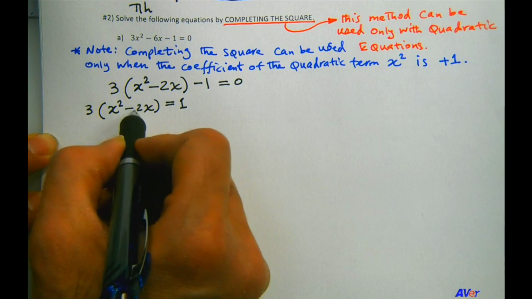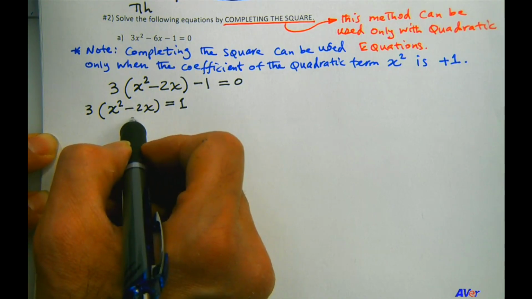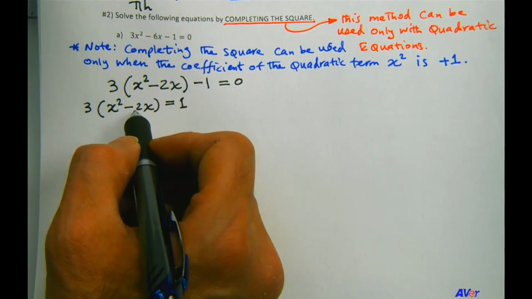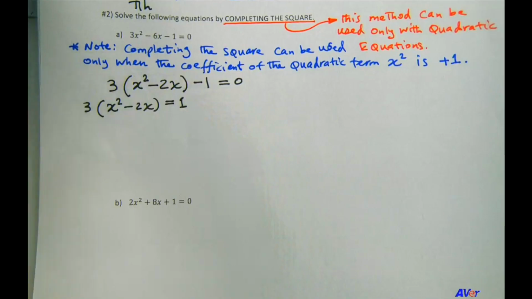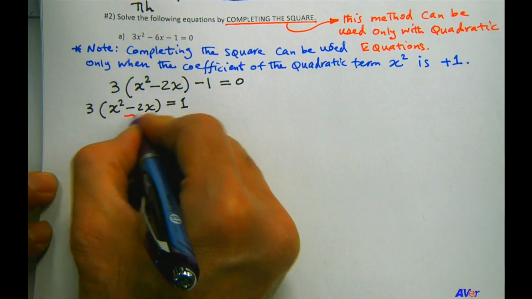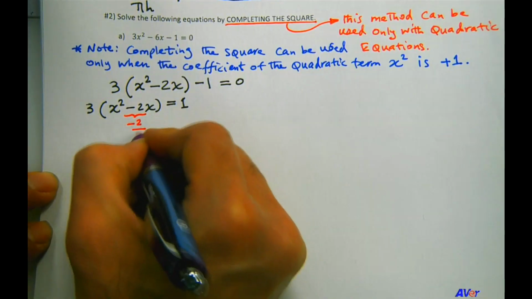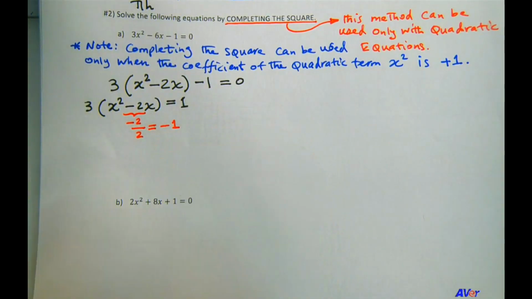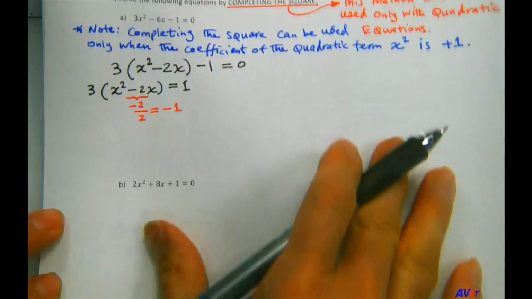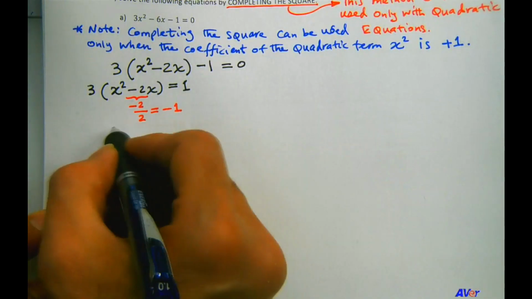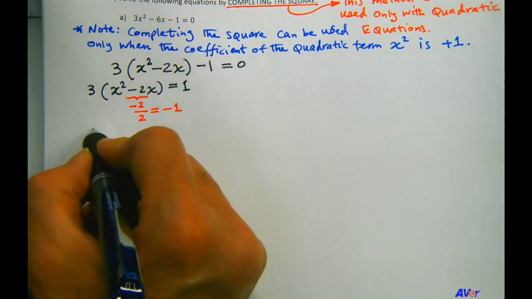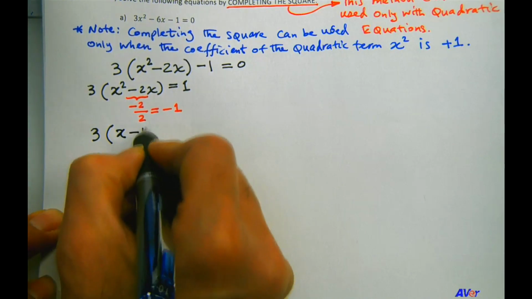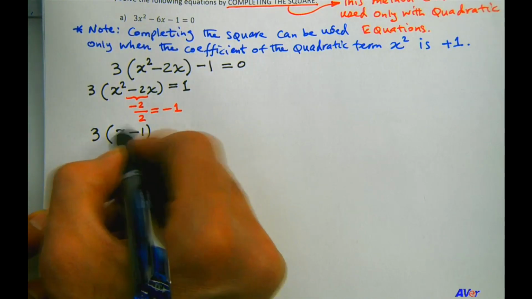Whatever that is, divided by 2. Always divided by 2. Whatever it is, if it's 7, if it's 9, if it's 10,000, divided by 2. So this one, negative 2 divided by 2 is equal to negative 1. Whatever the result, we're going to put that in the parentheses squared and complete this square. So 3 times x minus 1, squared.